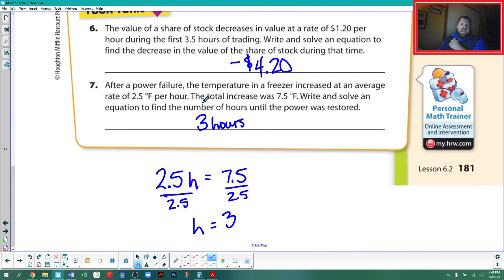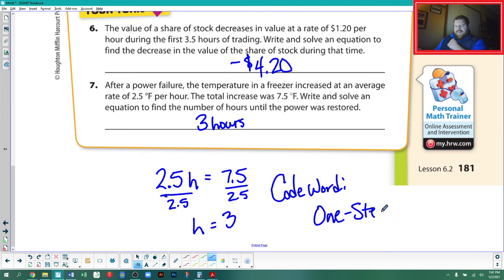I think for a code word today, it only makes sense that we go with sort of an adjoined code word. A hyphenated code word. We're going to go one-step, because that's what we really discussed today, were one-step equations.